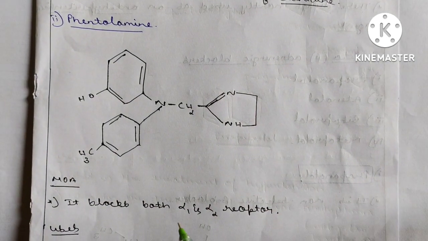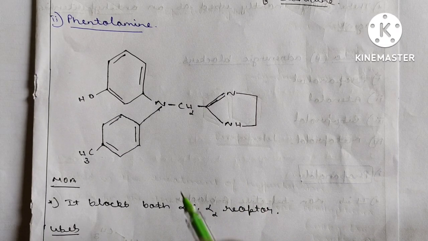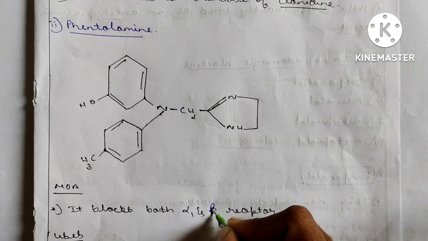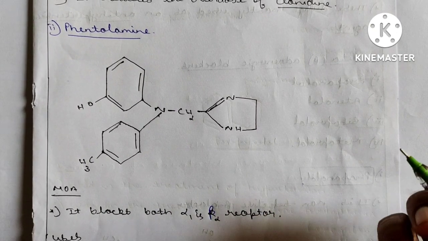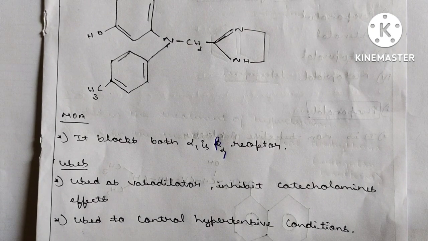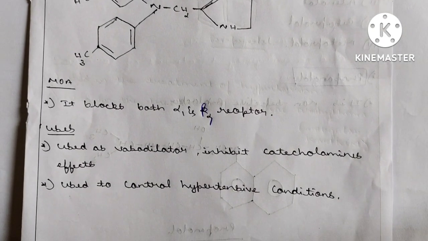Mechanism of action: it blocks both alpha and beta receptors, okay, it will block these, or you can write alpha 1 and alpha 2 also. Uses: it is used as a vasodilator, inhibits the catecholamines effect, and is used to control hypertensive conditions. Next, the next classification, that is beta adrenergic blockers.